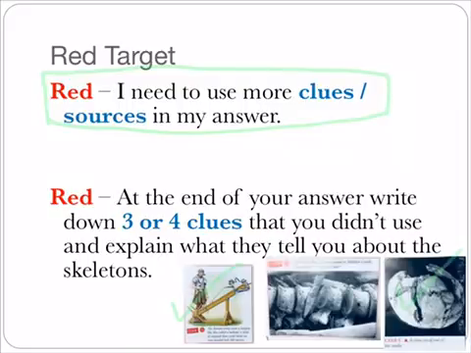Start at clue A and work your way through, and first of all write down 3 or 4 clues that you didn't use. When you've written the 3 or 4 clues down, then write down what they tell you about the skeletons and how they could have improved your answer. Okay, when you've done that, move on to the next one.